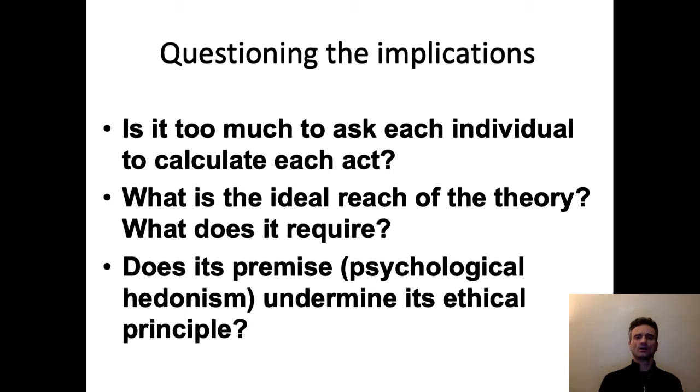Also, what is the ideal reach of the theory? What does it require exactly? The greatest good for the greatest number. But what number? How many individuals? How many animals? Only local? Only in my country? Only the individual here and now? The future individual? So it gets complicated, of course. But this is not to say that this is a knockdown argument against utilitarianism, because utilitarians are very clever and they have discussed all these issues over the years.